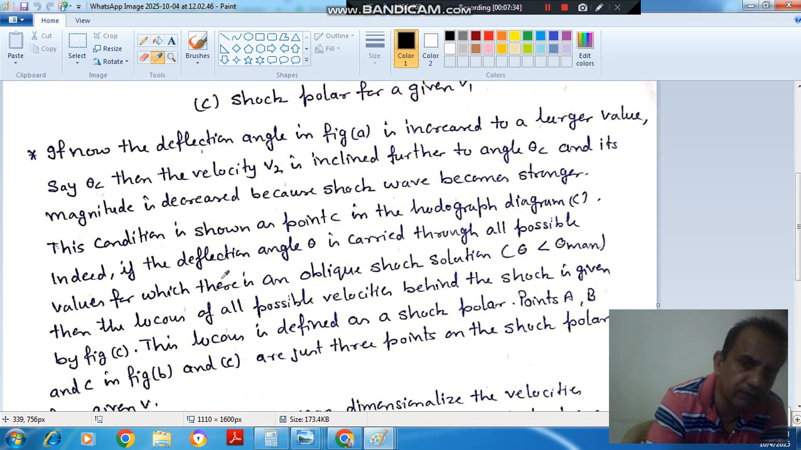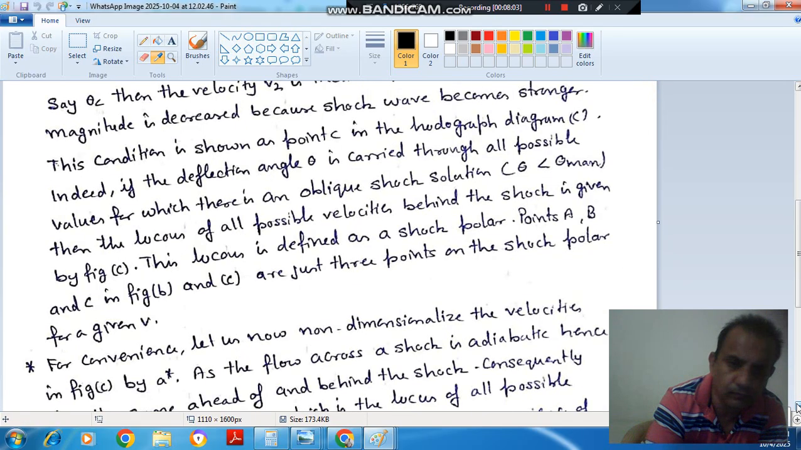Indeed, if the deflection angle theta is carried through all possible values for which there is an oblique shock solution, theta less than theta max, then the locus of all possible velocities behind the shock is given by figure 3. This locus is defined as the shock polar. Points A, B and C in figures B and C are just three points on the shock polar for a given V1.